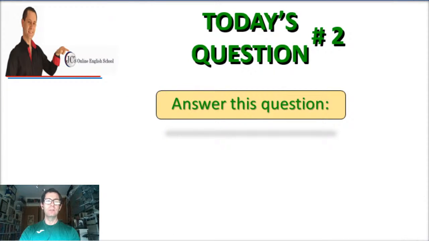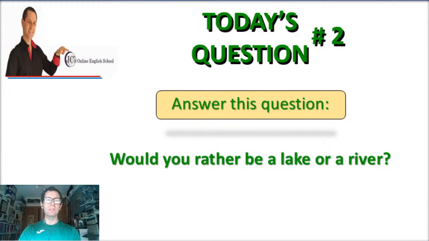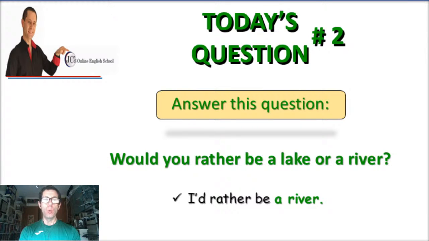Now, today's question number 2. This one is very easy. It goes like this: would you rather be a lake or a river? The reason I am bringing you this question is because you can also say, would you prefer to be? With the verb prefer, you need the to before the second verb, which is be. So the sentence would become, would you prefer to be a lake or a river? But with the word rather, you don't use the to. So you say, would you rather be a lake or a river?